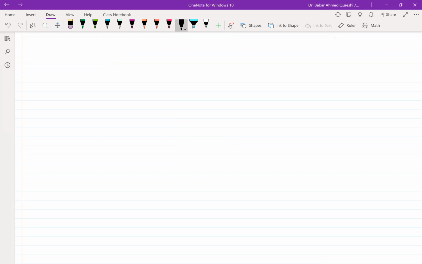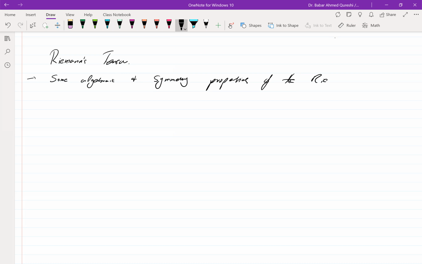So what we were studying was the Riemann tensor. And today I want to look at some algebraic and symmetry properties of this tensor. Hopefully we will look at its geometric meaning next time.